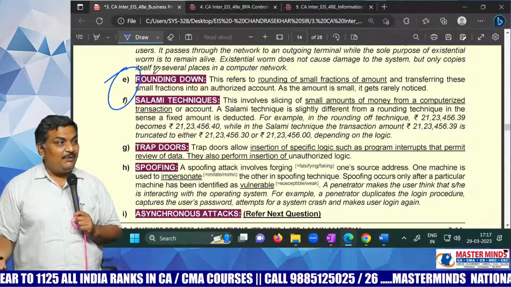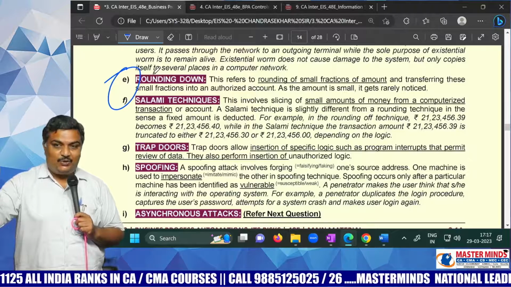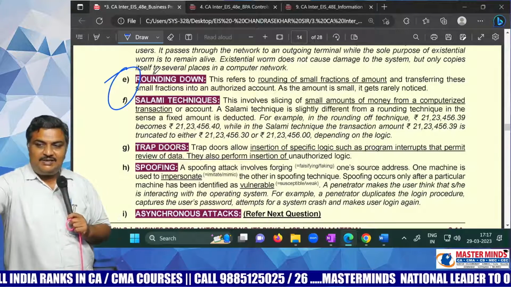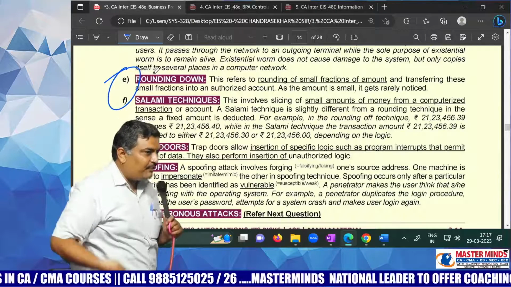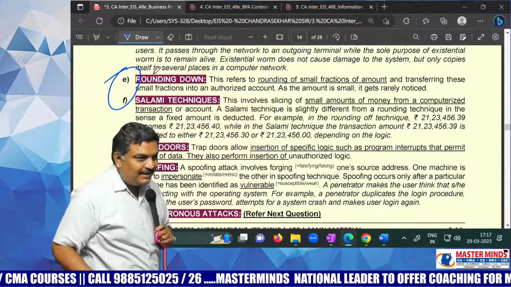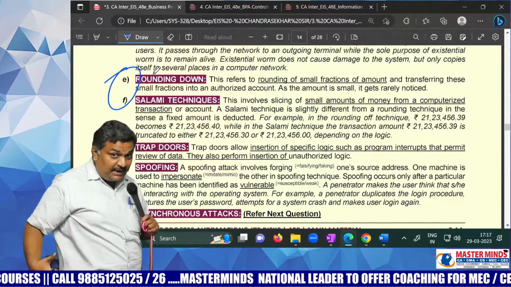But there is one proverb, little drops of water make a mighty ocean. Now what can I do? 7 paisa, 7 paisa, 7 paisa, 7 paisa from every one of you. It will be 7 rupees to me. Am I right or not? And would you make a police complaint against me for that 7 paisa?